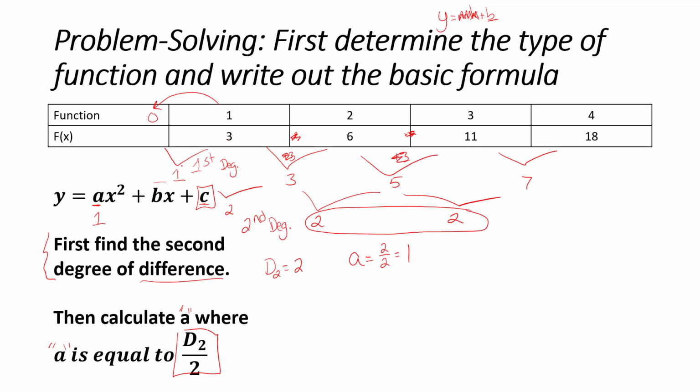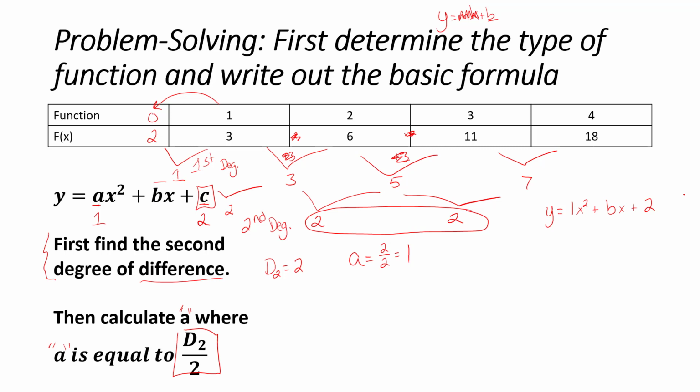So 3 minus 1 gives me a value of 2. So when I plug in 0 for x, I get 2 for y. So my y-intercept is 2. That means my c value is 2. So let's start plugging in what we know. We know y is equal to 1x squared plus bx plus 2.